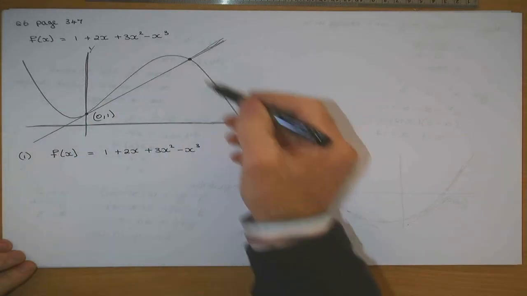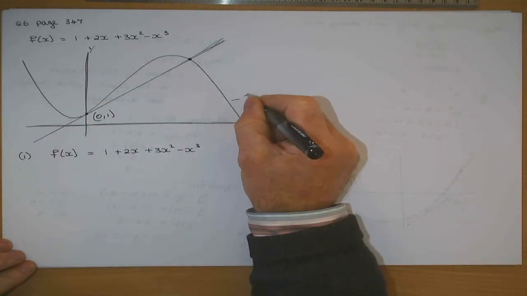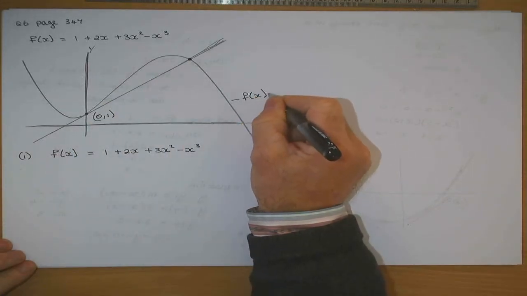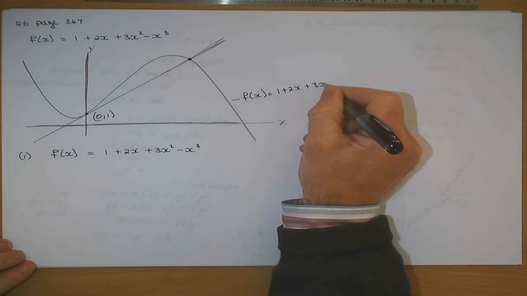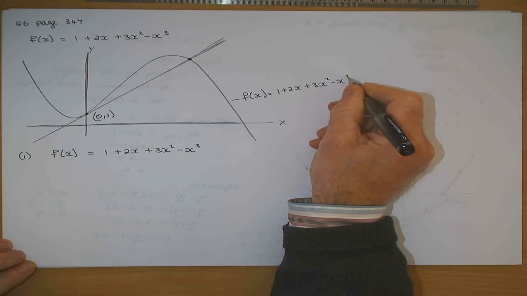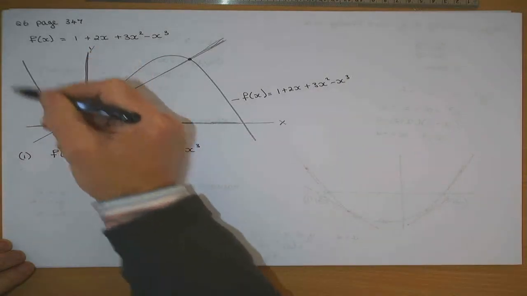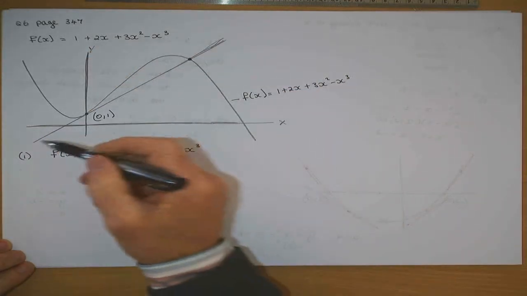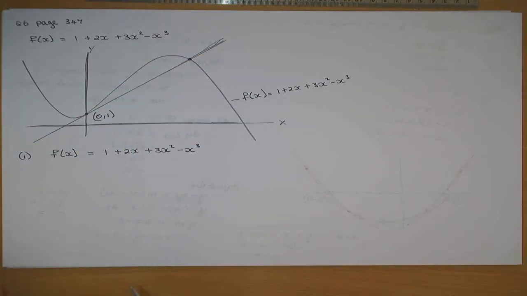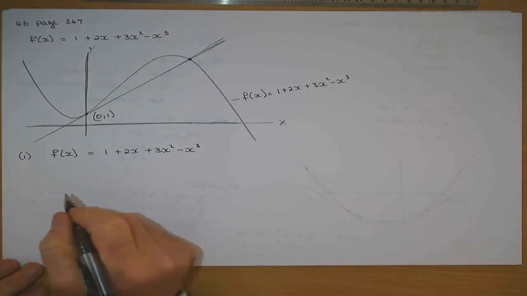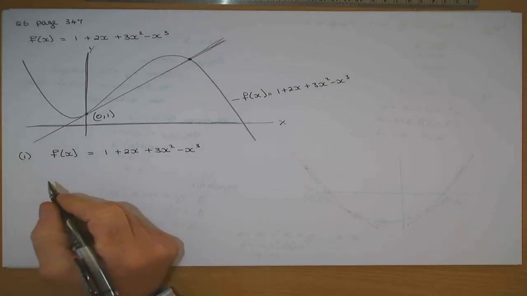Now this is a cubic graph. This is the graph of f of x, or y equals 1 plus 2x plus 3x squared minus x cubed. If it's a minus x cubed graph, it is that shape. If it was a plus x cubed graph, it would start with rising, yes? The opposite shape. The first thing is to find f dash of x.